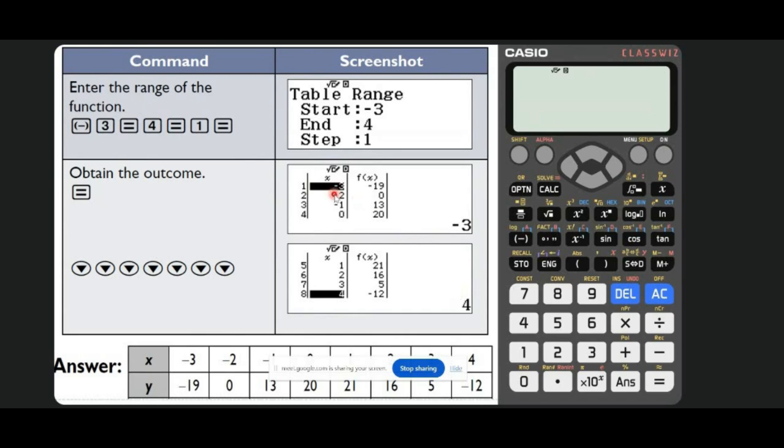Okay, so the negative 3 is the starting point and then 4 is your ending point. So the final answer is negative 12. Then key in negative 12. So this is to get the answer for the table for the quadratic function.